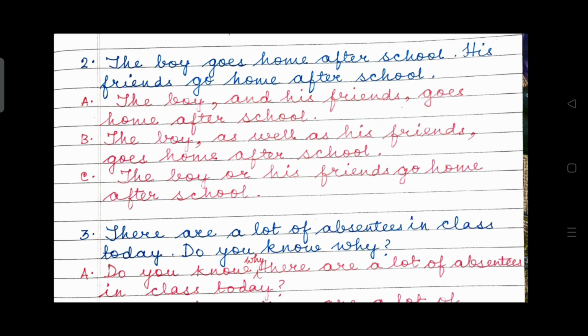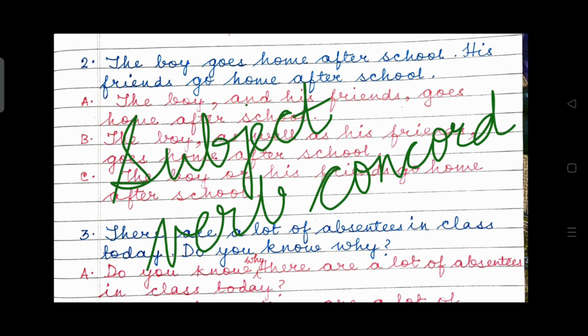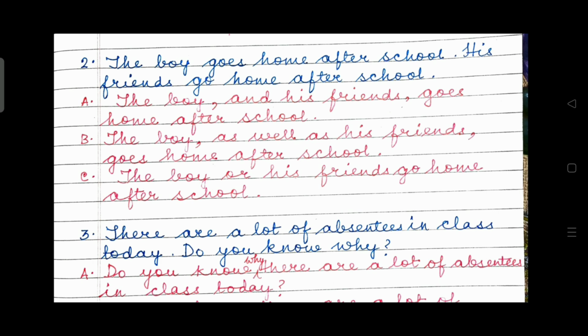Now you must try to remember the rules of subject-verb agreement. Subject-verb concord, agreement of the verb with the subject. Read the options. This is a very simple question. And now let me discuss the answer. It's option B. The boy as well as his friends goes home after school.